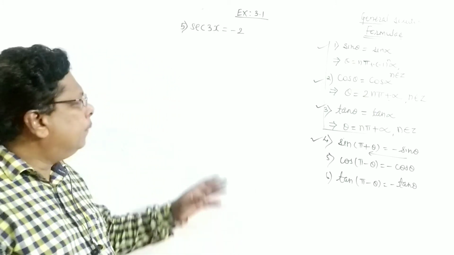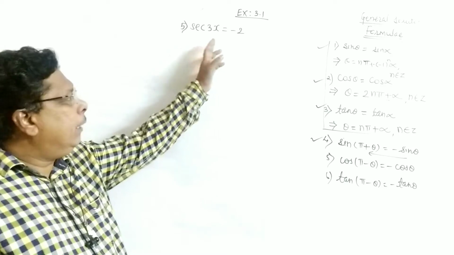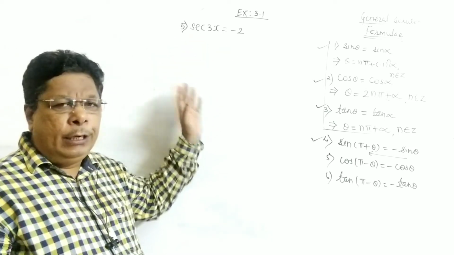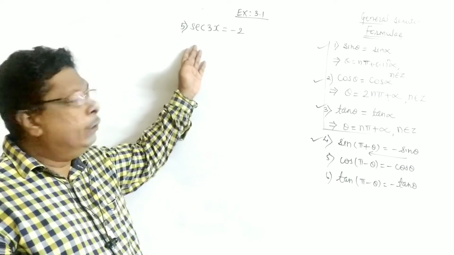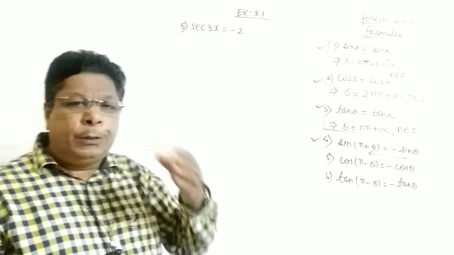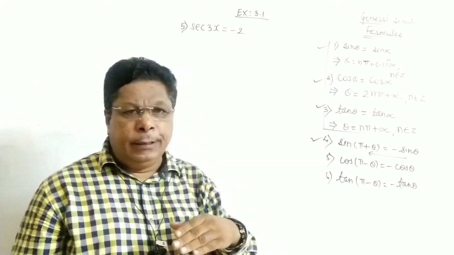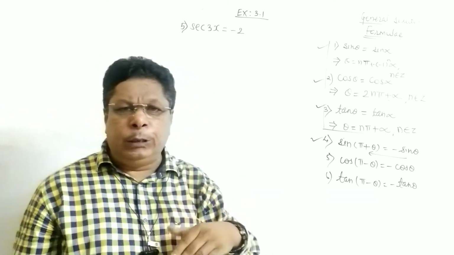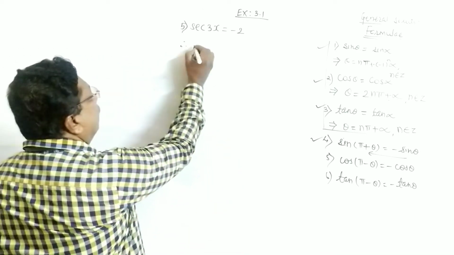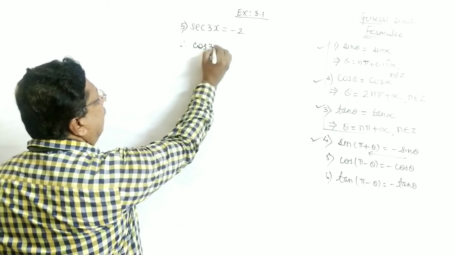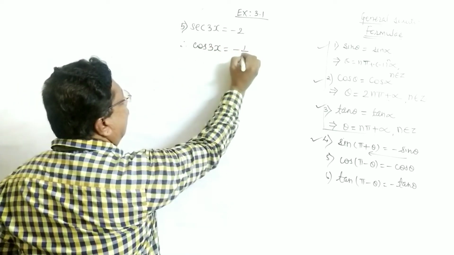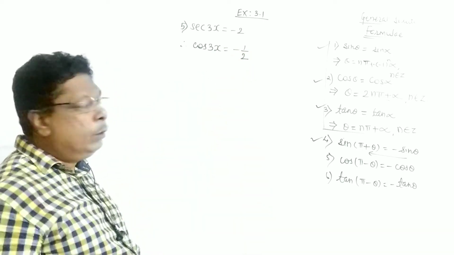Okay, now we see the fifth sum. Sec 3x is equal to minus 2. The trigonometric equation is given and we have to find the general solution of this trigonometric equation. Sec 3x equal to minus 2. We know that the reciprocal of sec theta is cos theta. Sec means 1 upon cos, cos means 1 upon sec. So sec 3x we can write as the reciprocal, cos 3x. Cos 3x is equal to minus 1 upon 2.